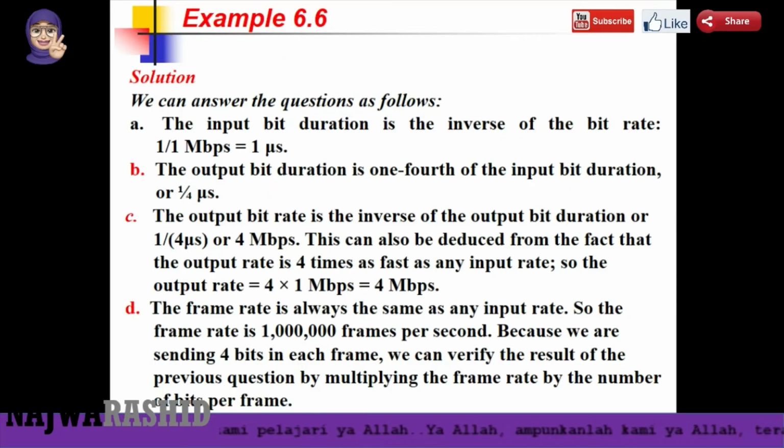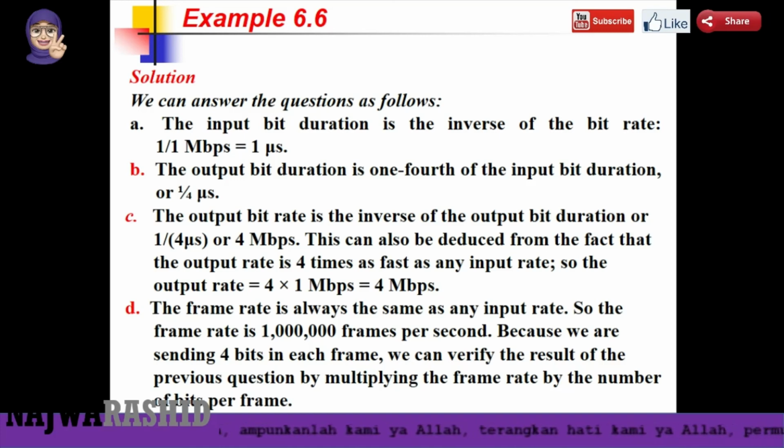For A, the input bit duration is the inverse of the bit rate. The bit rate is 1 megabit per second, so we have 1 over 1 megabit per second, which is equal to 1 microsecond. The output bit duration is 1/4 of the input duration, because we have 4 channels. So it is 1/4 microsecond.